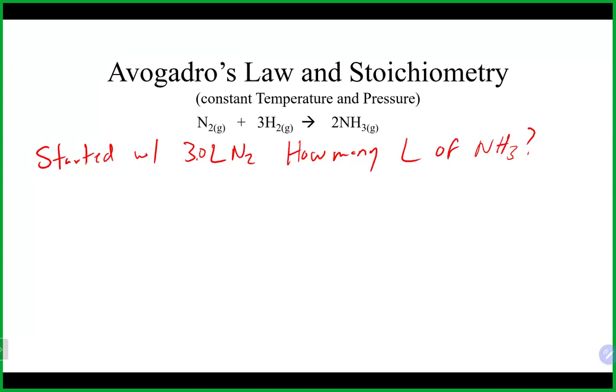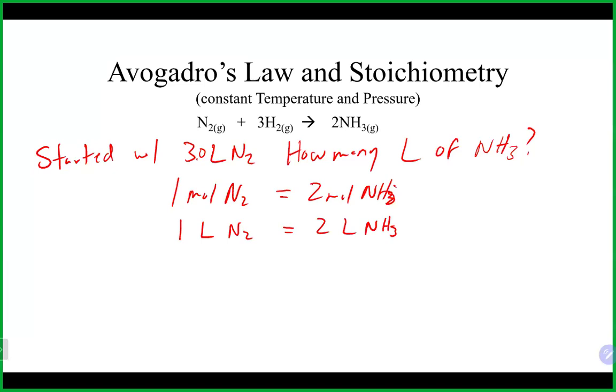So normally we would go, there is 1 mole of nitrogen is equal to 2 moles of NH3. That's our normal kind of mole to mole relationship. But because of Avogadro's law, we could actually do it with volumes. We could say for every 1 liter of N2, there are 2 liters of NH3. So just like we could do a mole to mole relationship, we could actually do a volume to volume relationship if they're all gases and it's constant temperature and pressure.